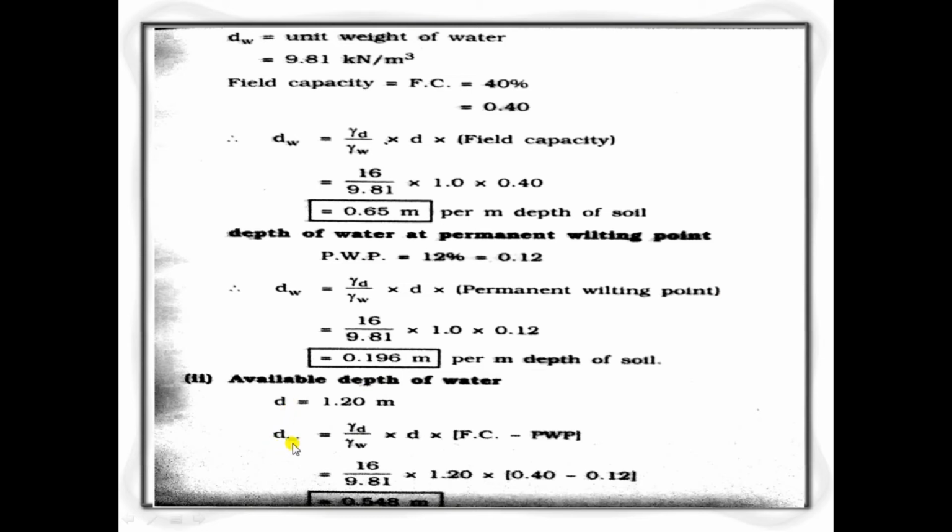So the depth of water is equal to gamma d upon gamma w multiplied by D, where D is equal to 1.20. The available depth of water at D equal to 1.0 is multiplied by FC minus PWP. We have to calculate FC minus PWP, and by putting the data into that equation we get 0.548 meter. For a depth of 1.20 meter, the available depth of water is 0.548.